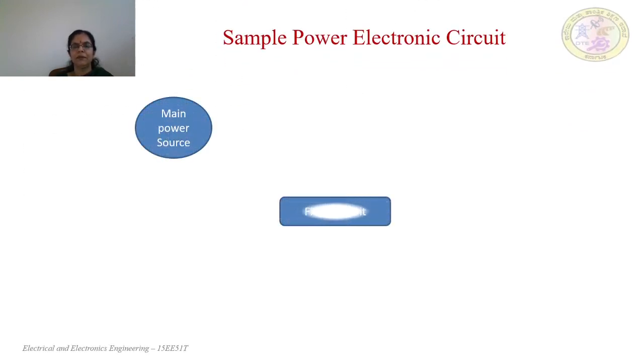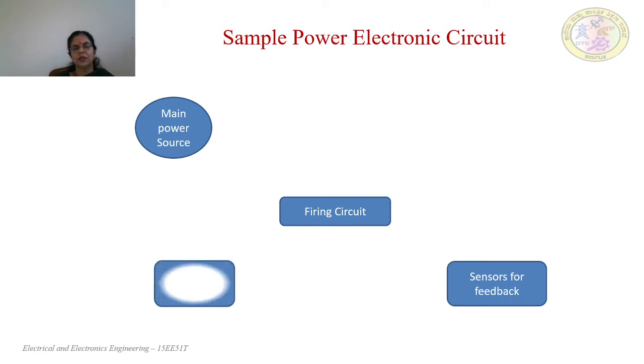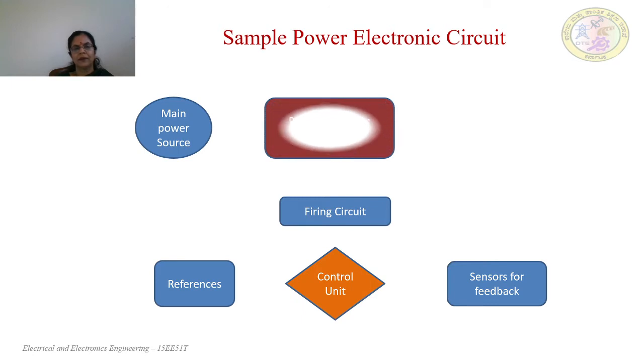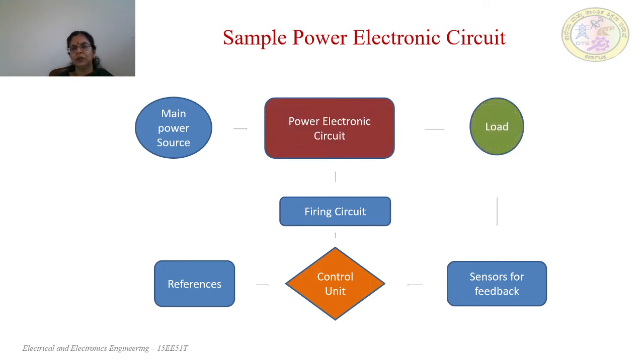The sample power electronic circuit is as shown. So it consists of main power source, power electronic circuit, load, firing circuit, sensors for feedback, and the reference. Power electronic circuit, firing circuit, reference, control unit, and sensors constitute the power electronic system.